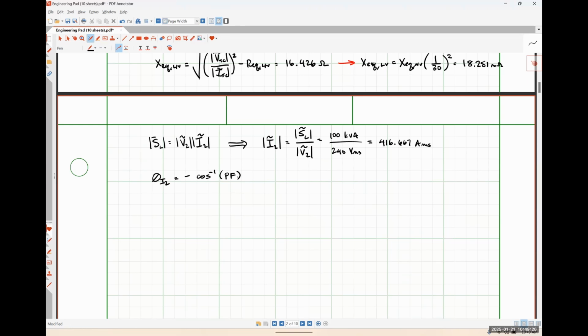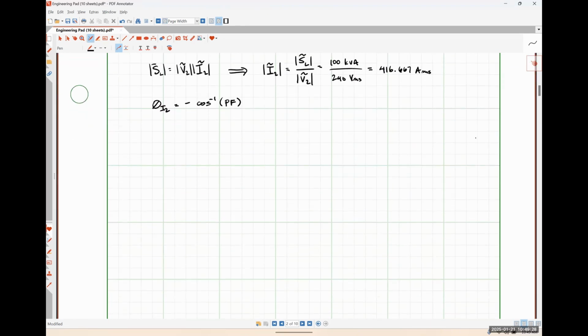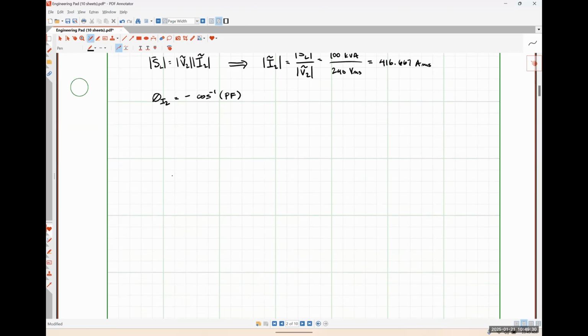Now, you may be asking yourself, why do I have that negative sign right there? Let me explain that really quickly. We know that in general, complex power is V times I conjugate. Because I'm having the conjugate in my expression right here, that means I flip the angle on my current. So I'm going to include that negative sign out in front of my inverse cosine to correct that conjugation.